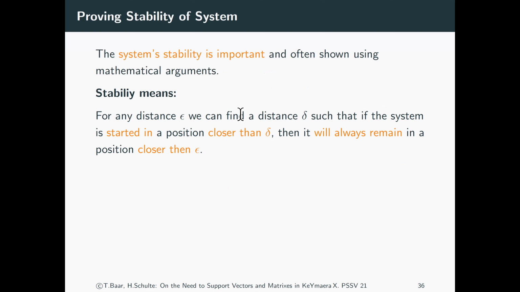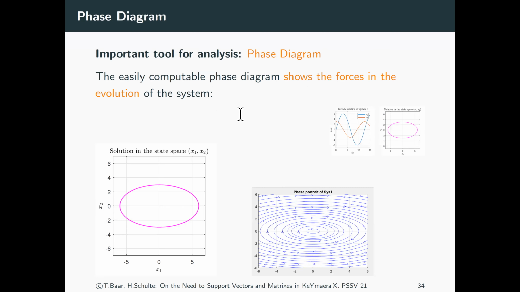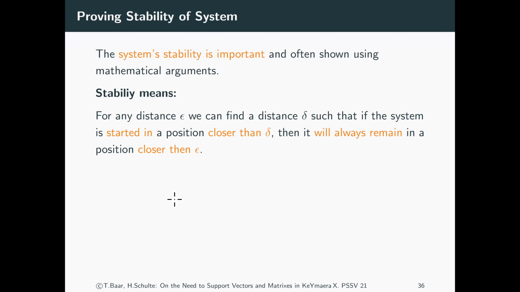And one important property of such systems is stability. And what does stability mean? It means for any distance epsilon, you can find a distance delta. So if you start in the delta region, then you will never leave the epsilon region.